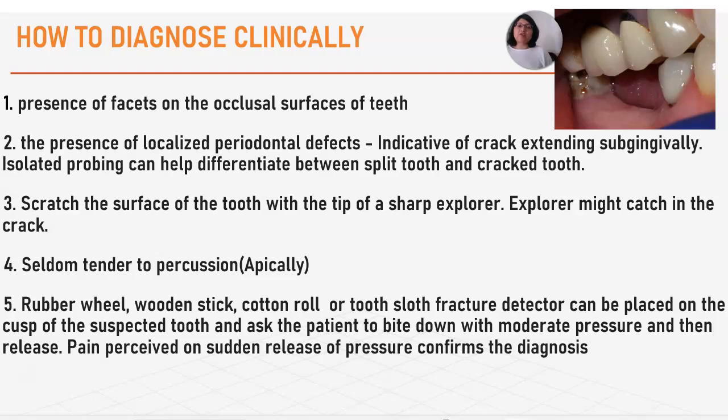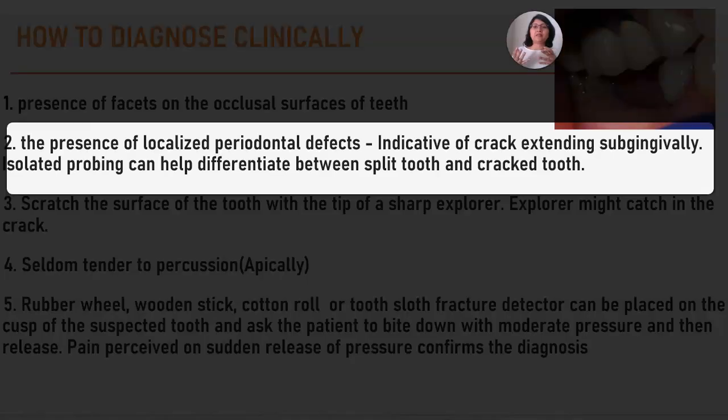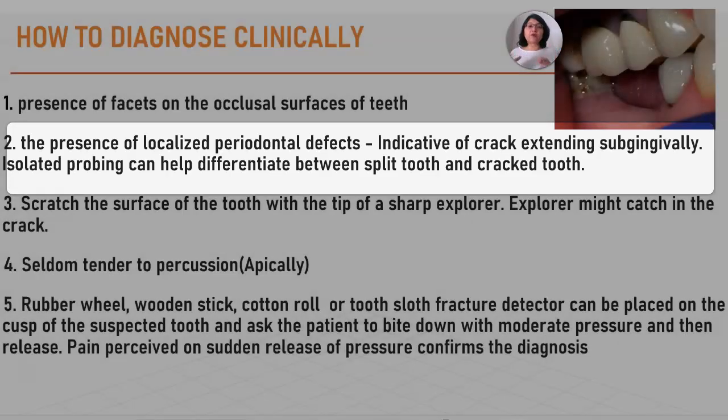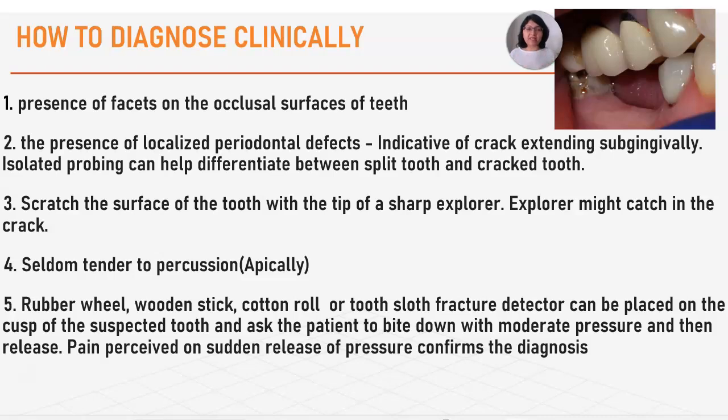Second thing is the presence of localized periodontal defects. Now, what does a localized periodontal defect indicate? It indicates a crack extending subgingivally. First of all, let's be clear about what I mean by localized periodontal defect. What I mean is localized probing depth, which is deeper. So when you walk your probe around the tooth, there will be an isolated area where your probe will go deeper. It will be more than 5 millimeter or maybe a 7 millimeter pocket. That's what I mean by a localized periodontal defect. And that indicates that the crack has actually extended subgingivally.